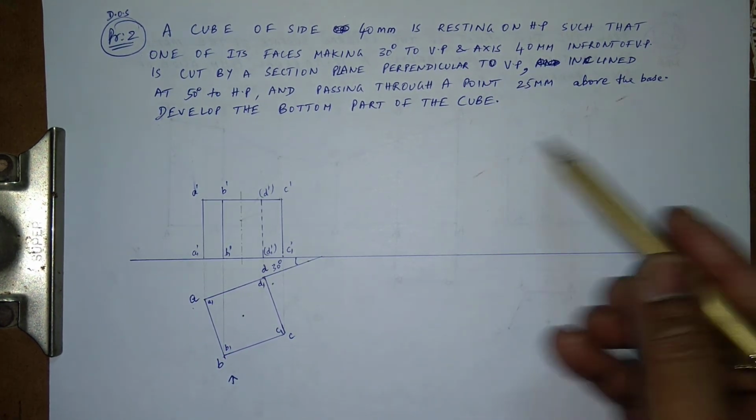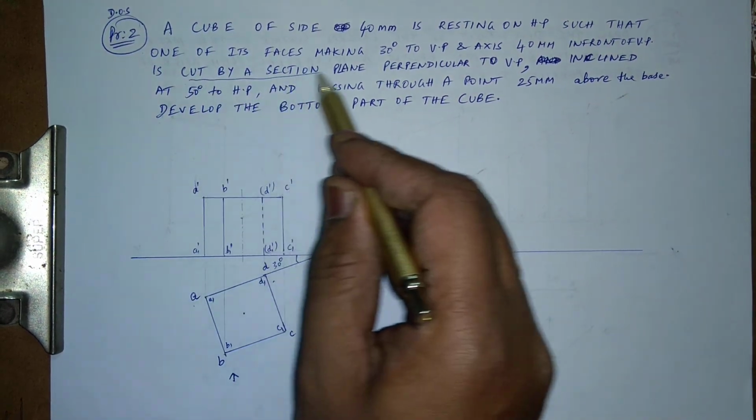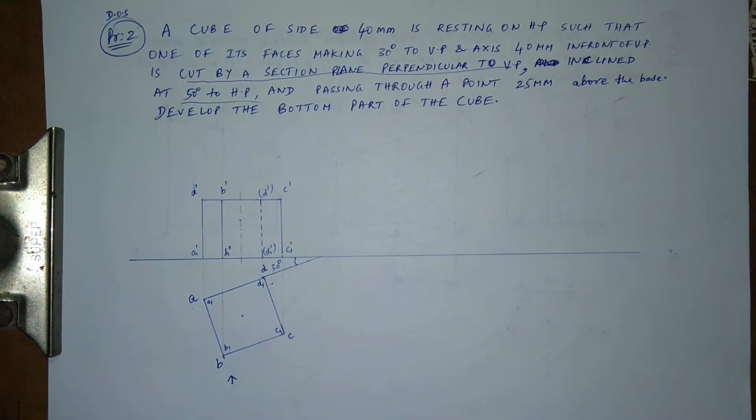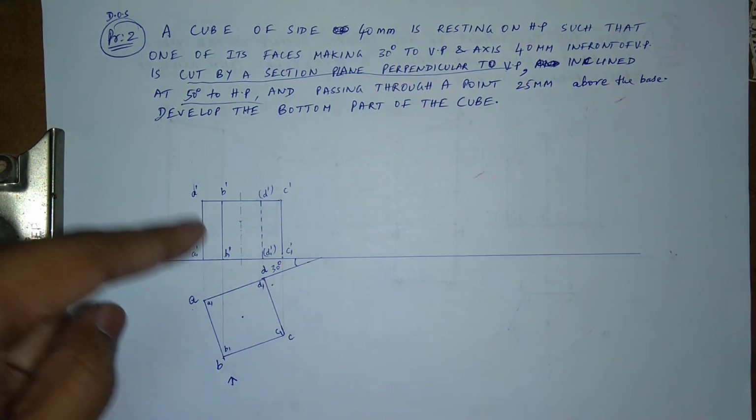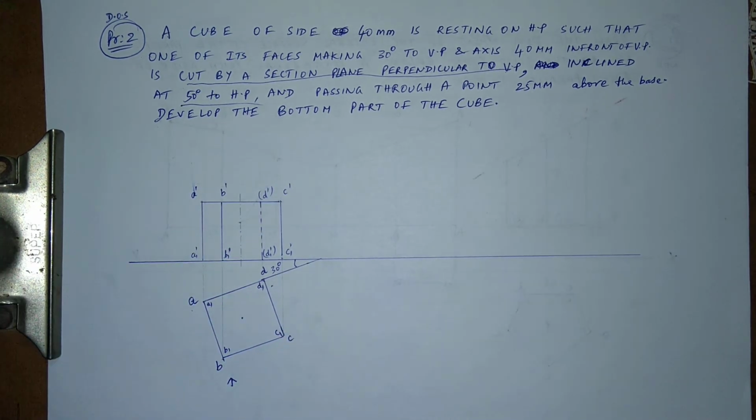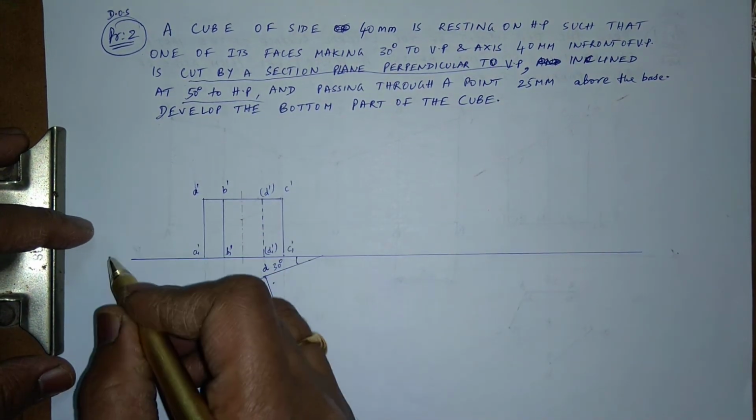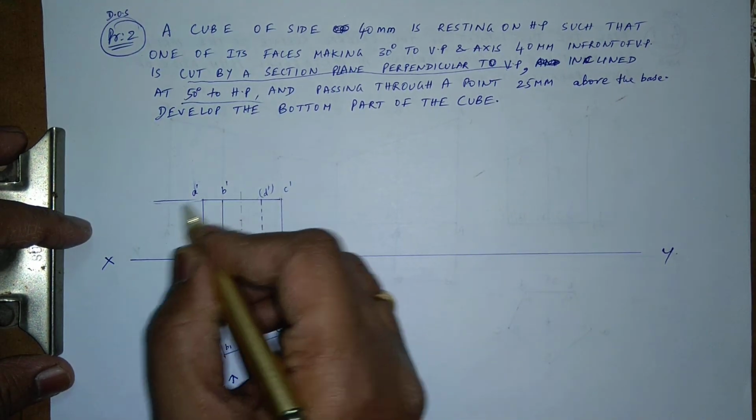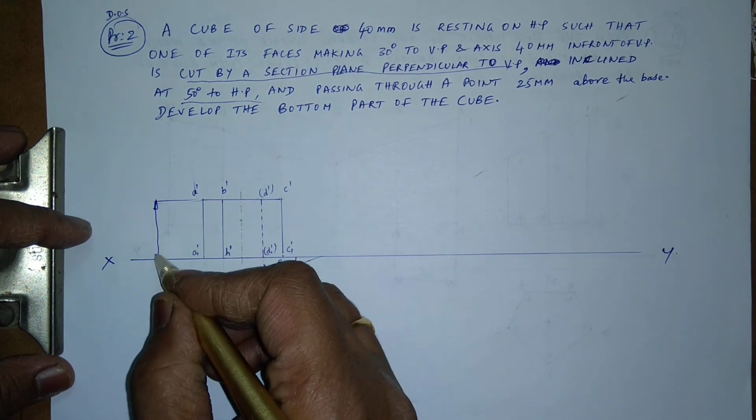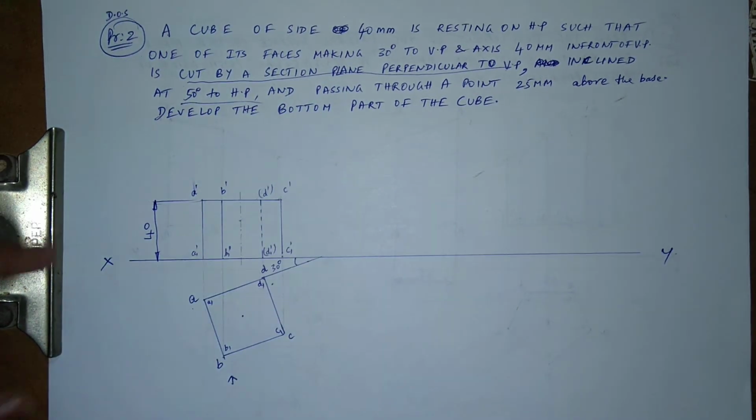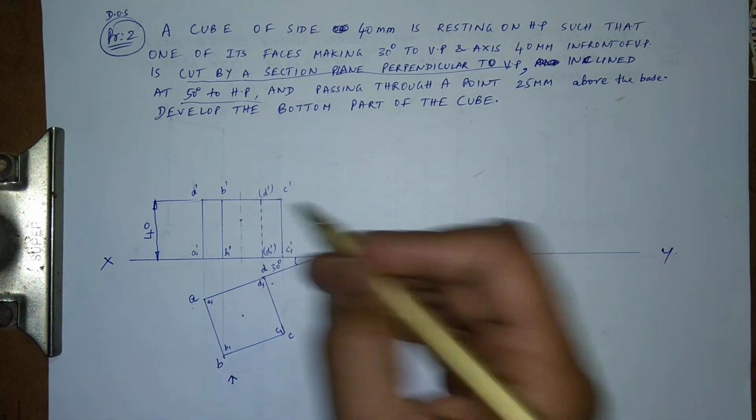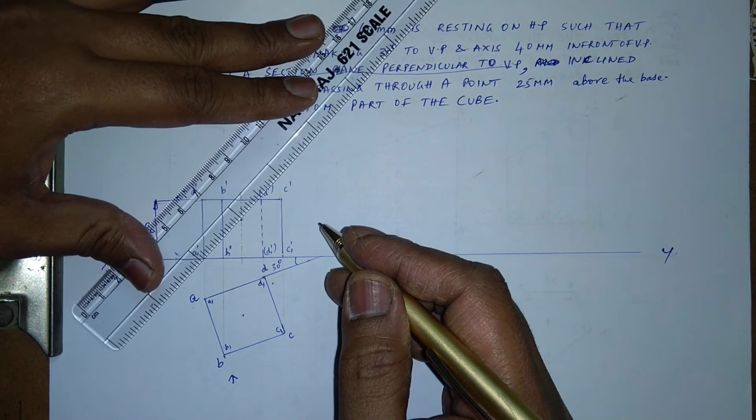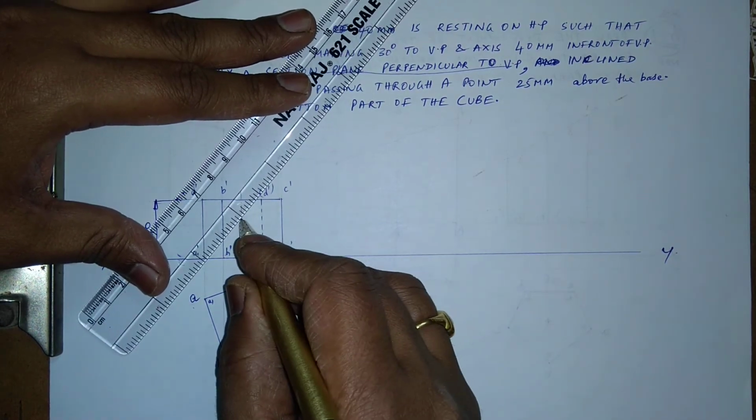Now this is cut by a section plane, perpendicular to VP, inclined at 50 degrees to HP. Okay, perpendicular to VP means this is how it's perpendicular to VP. So in the front view, I'll see the trace which is passing through 25. This is given as 40. So 25 from here above, I'll just mark a point here and then set my drafter to 40. This is 45, so I'll just make it a 50-degree angle.